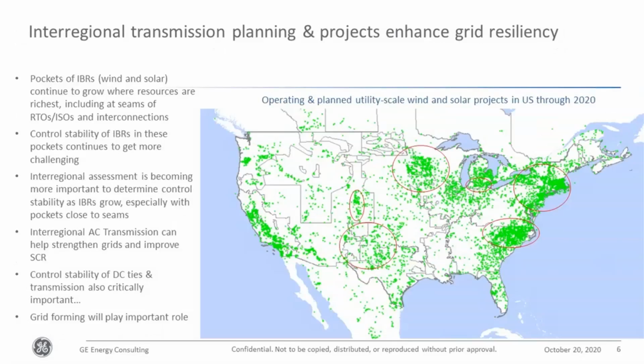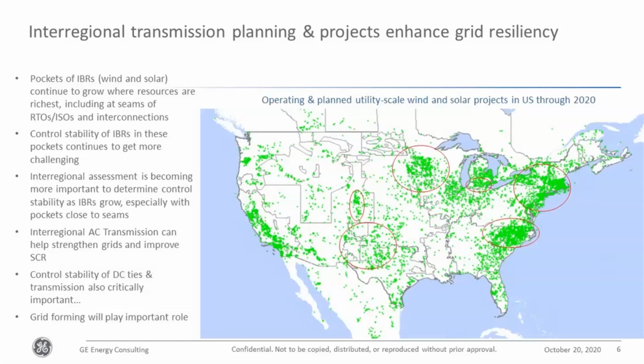Yeah, this last slide that I have is really talking about stability in a different way. So we have plotted here all of the wind and solar projects that have been interconnected or are planned to be interconnected in the U.S. through 2020. And I wanted to point out that there are large pockets that occur around the seams. Those pockets are really focused on making sure that you have stable controls, and as those pockets grow, the weak grid connection becomes more challenging, and keeping the control stable becomes more challenging.